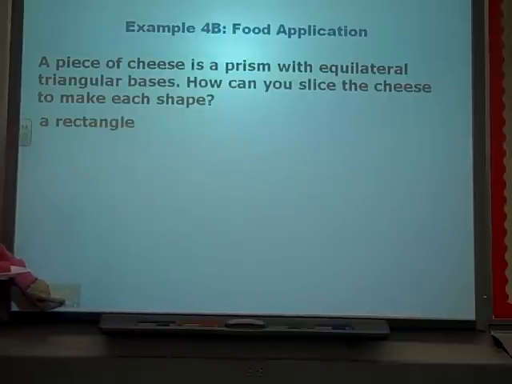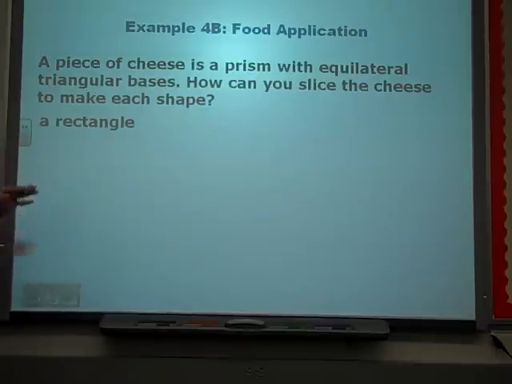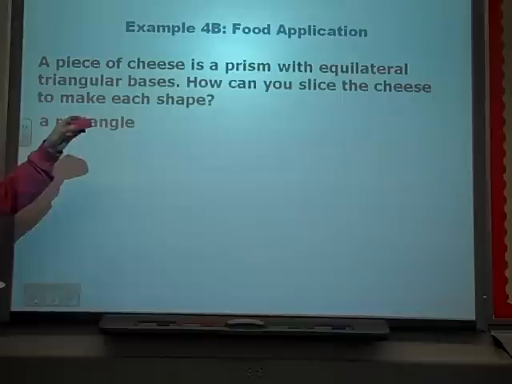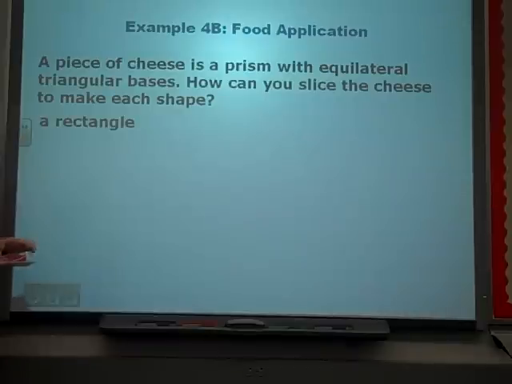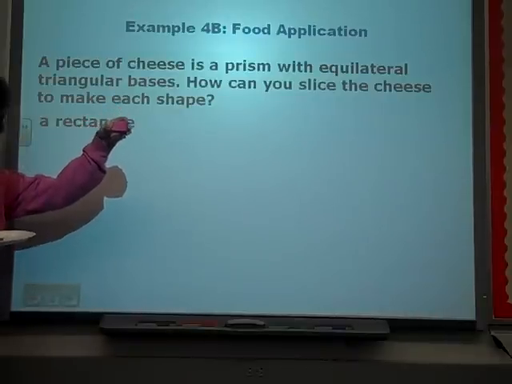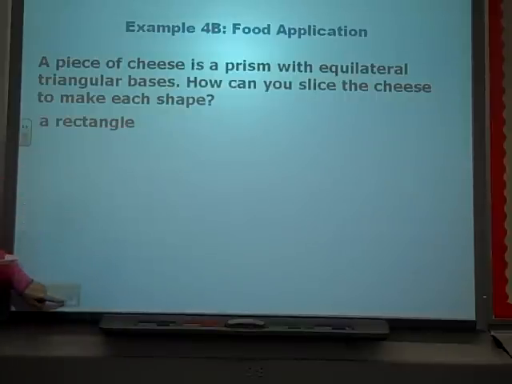But what if I want to make a rectangle? Because I have rectangular cheese. Well, I know parallel to the base isn't going to do it, but I could cut it perpendicular to the base, and I get a nice rectangle. Fits my cracker very nicely, and we're all set.